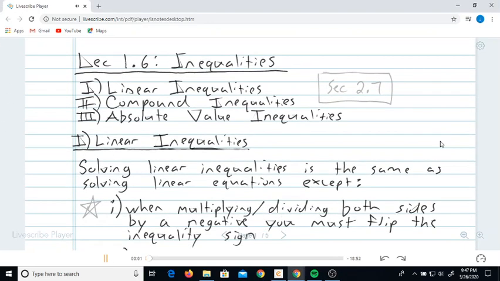Alright, here we go with the very last lecture of Unit 1. If you want to keep up with the textbook, this material is covered in section 2.7, and that section is titled Inequalities. So we're going to open up with linear inequalities.